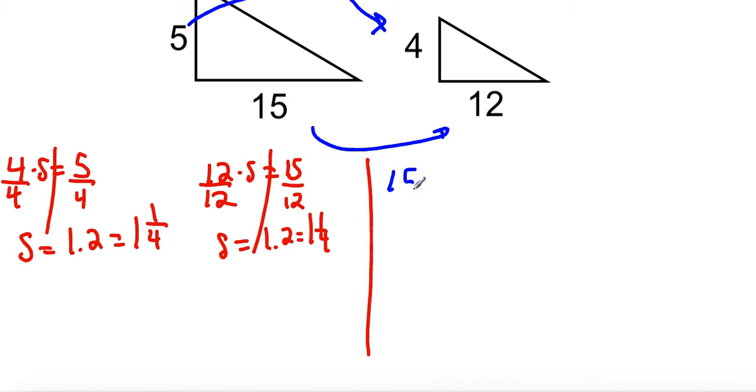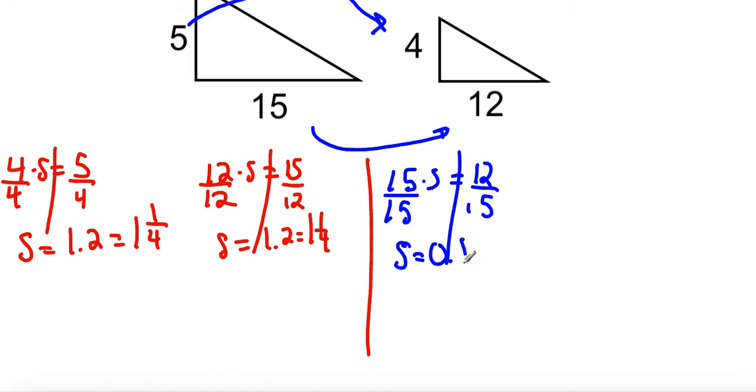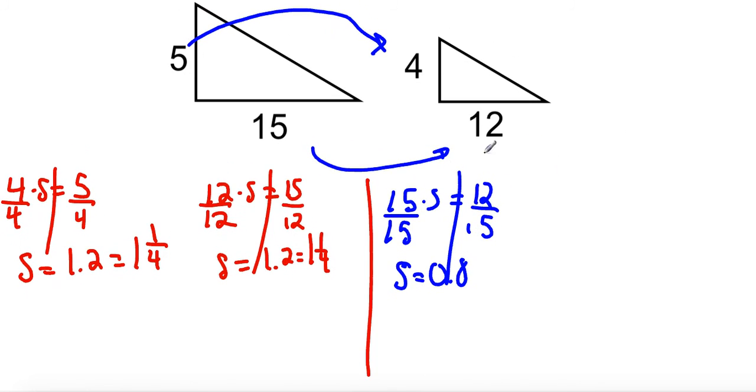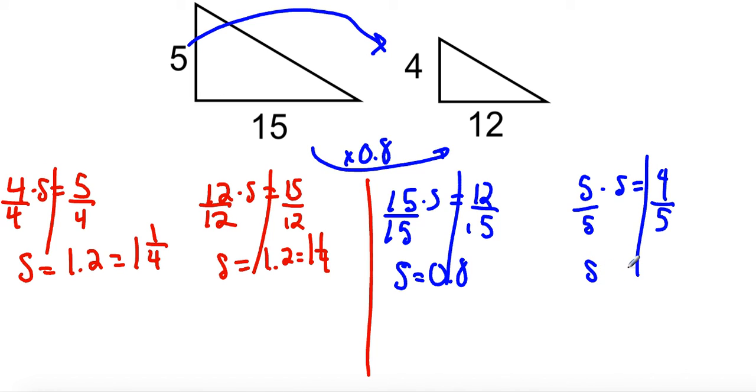So I'm going to have 15 times my scale factor, which we're trying to find, is equal to 12. I solve on both sides. I divide by 15 on both sides. And I get that my scale factor is 0.8. And I can check again. I really don't have to. But I can check here and say that 5 times my scale factor is equal to 4. I divide by 5 on both sides. And I get that my scale factor going down from a large figure to a small figure is equal to 0.8.